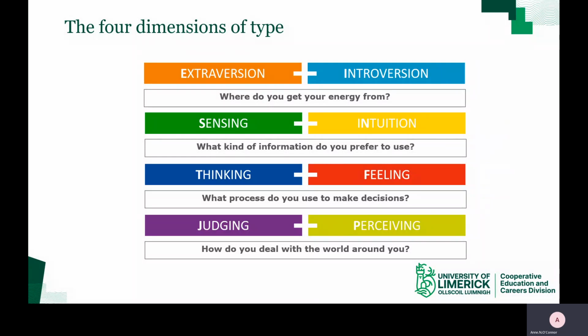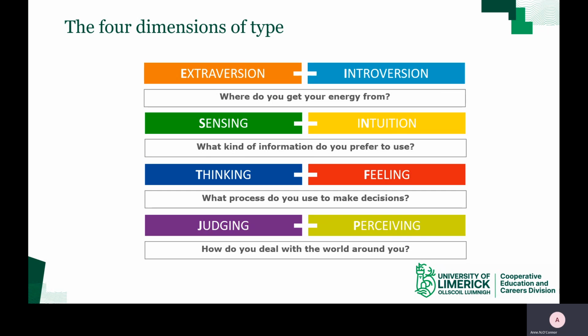Like I said, there's 8 preferences, there's 4 dimensions, okay? So the first dimension is really talking about where you get your energy from, and are you extroversion or introversion? What I would say as well is some of the titles of these particular preferences are misleading. So bear with me as I describe them.